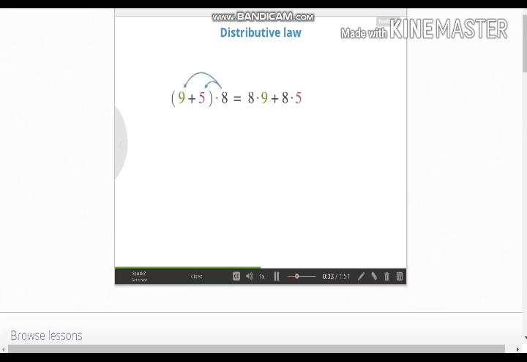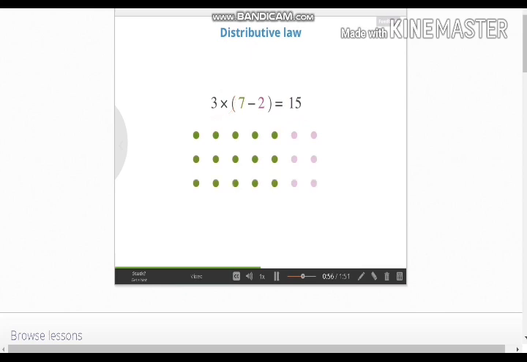Next, let's see if distribution still works when we're subtracting numbers inside the parentheses. So let's look at 3 times 7 minus 2. 7 minus 2 is 5, times 3 is 15. So this expression equals 15. If we evaluate this with dots, we can start with 7 and then subtract 2. And then we have 3 groups of these dots. So the total number of remaining dots, after we removed these dots over here, is 3 times 5, or 15.